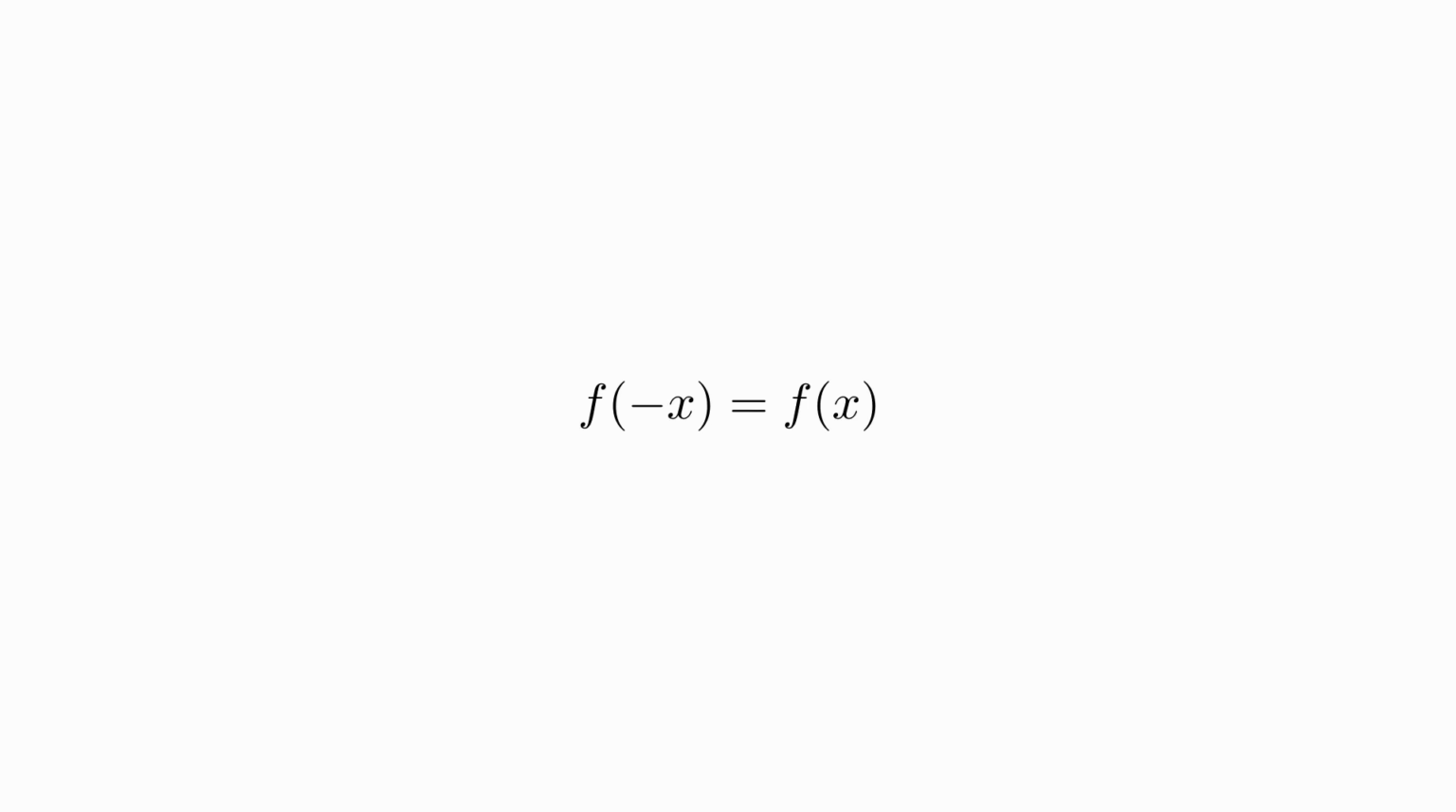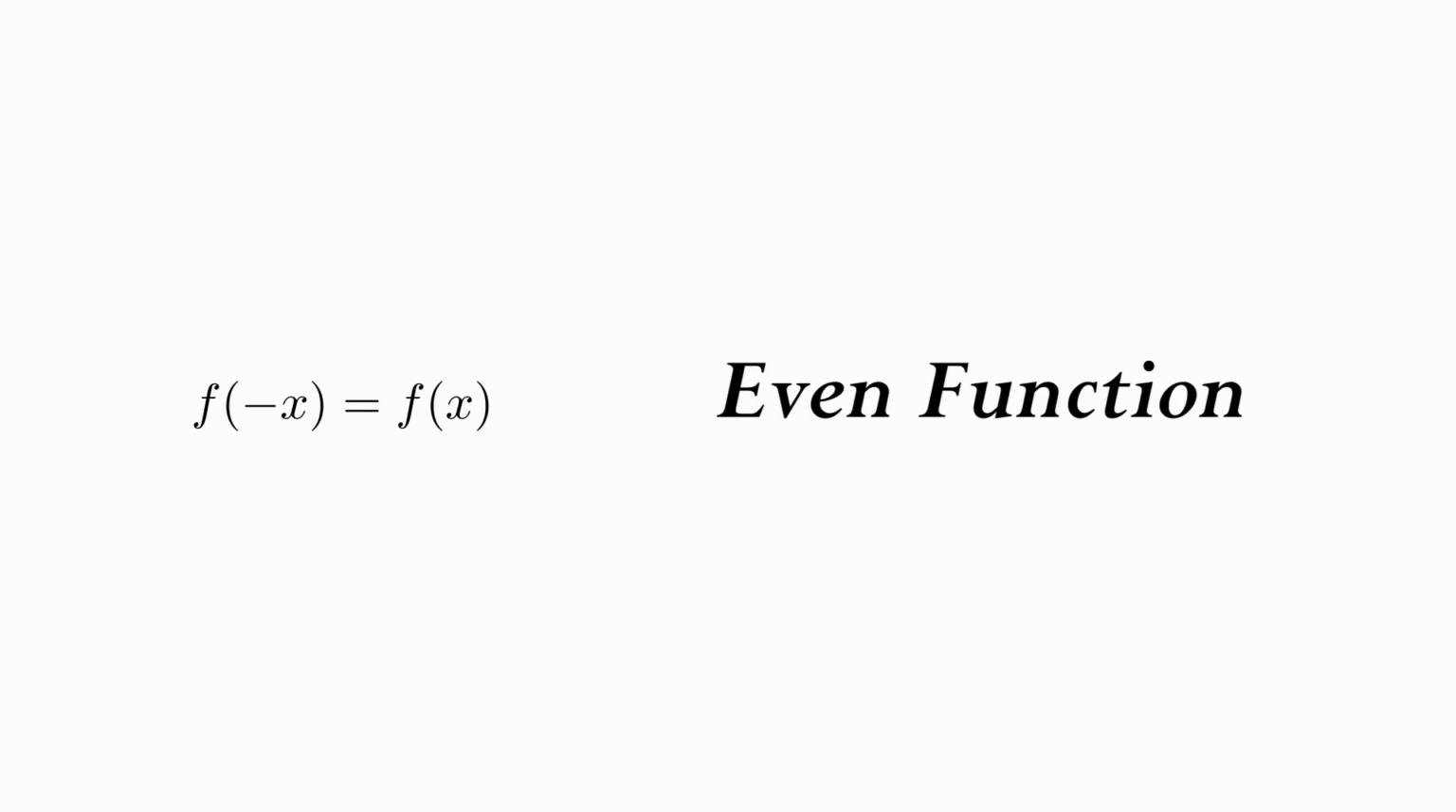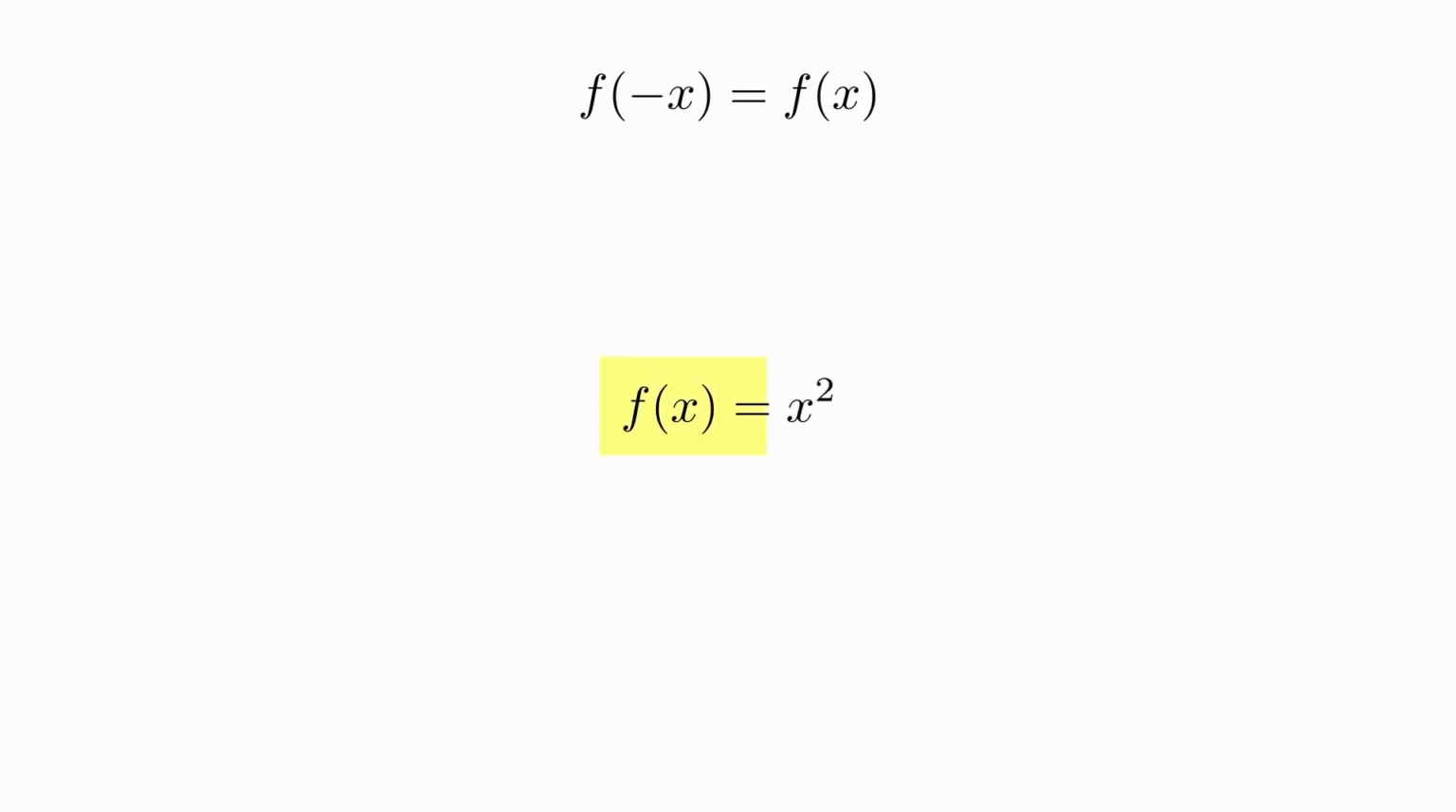If the function satisfies the rule f of minus x equal to f of x, then we call that function an even function. For example, let's take the function x square. Let's check if it follows the rule f of minus x equal to f of x.